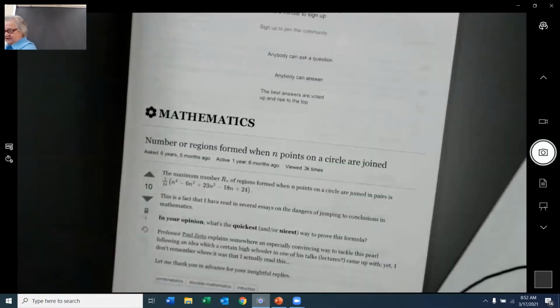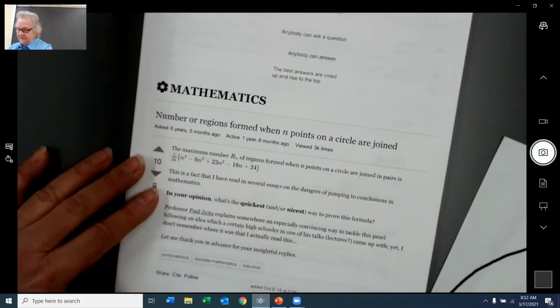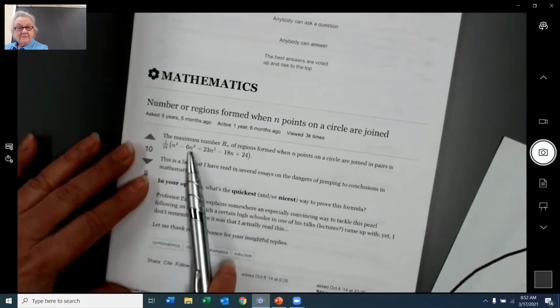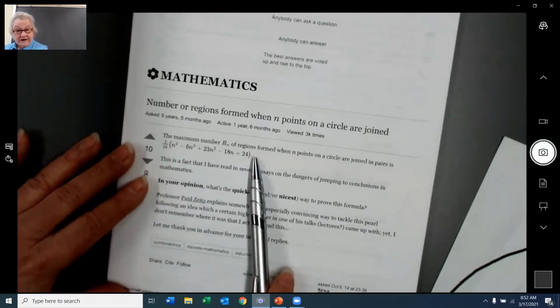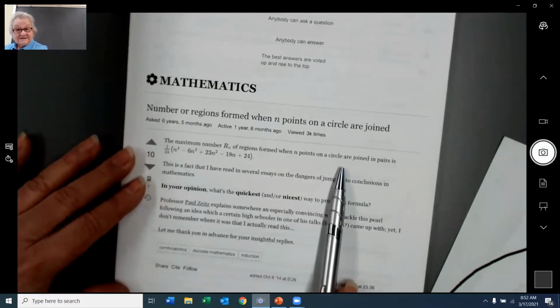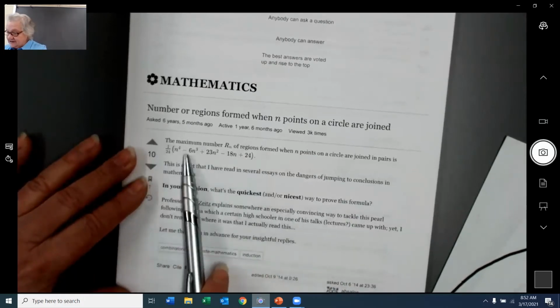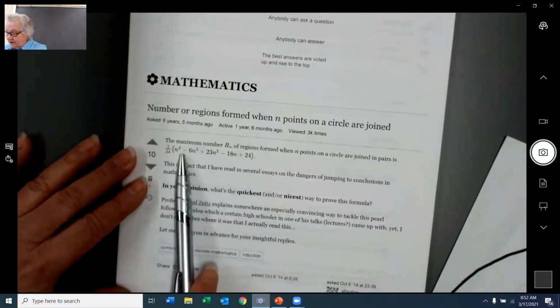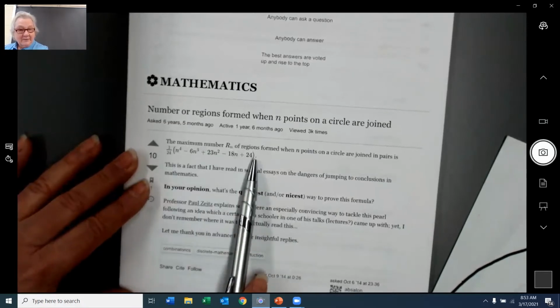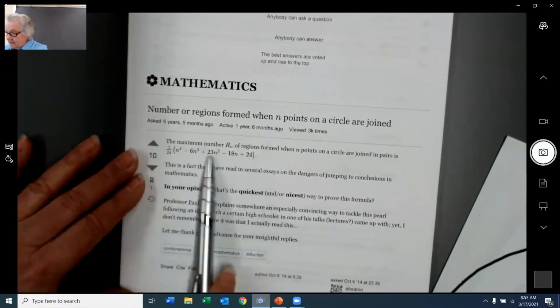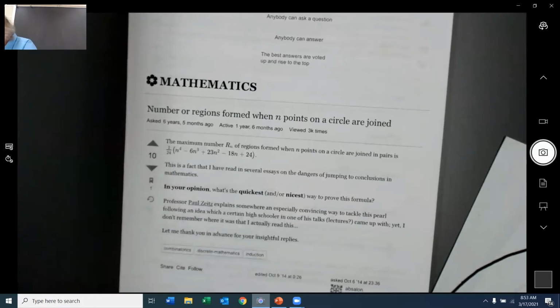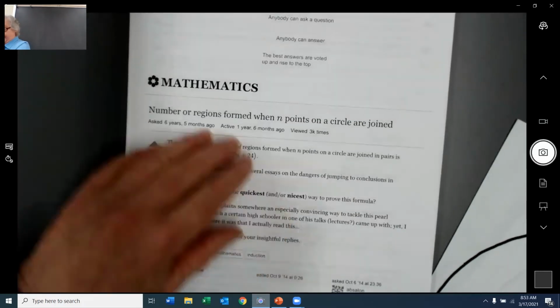And mathematicians have studied this problem long enough that they know that the maximum number of regions formed when endpoints on a circle are joined is, there you go, a nice 4th degree polynomial. You couldn't ask for anything better. Who in the world came up with that? I've got a number of pages here from the National Council of Teachers of Mathematics, if anybody wants to read how they came up with this.